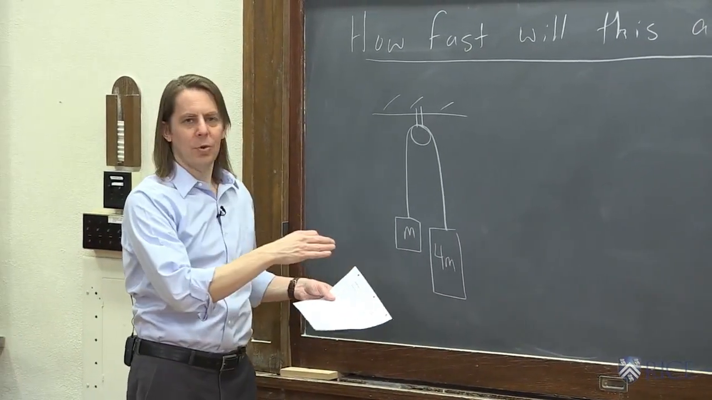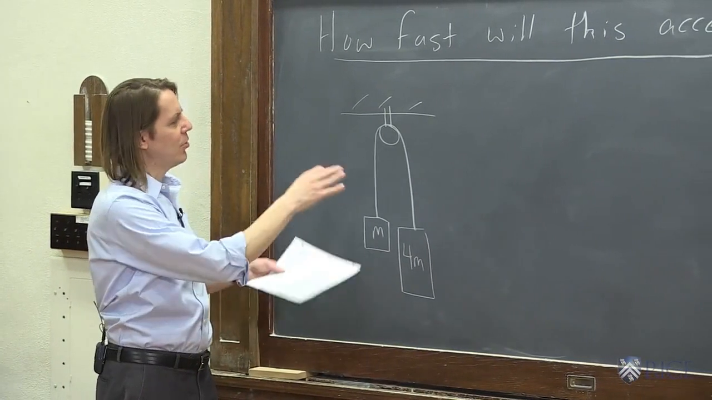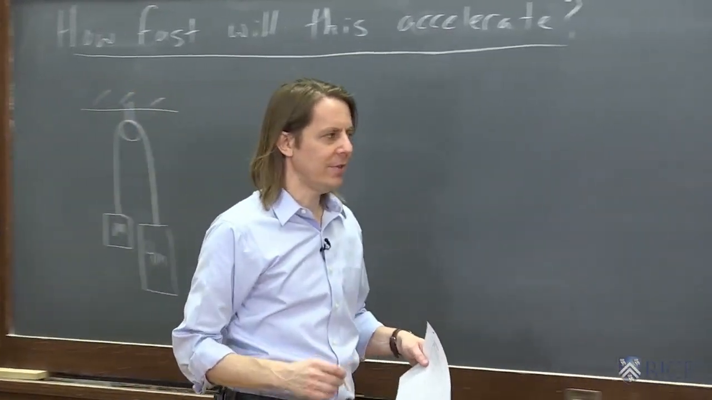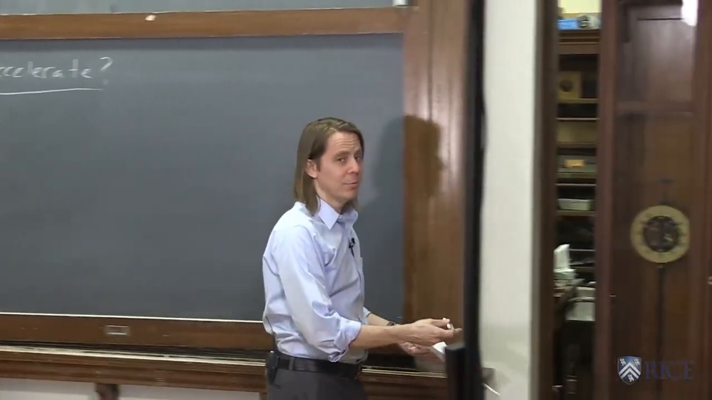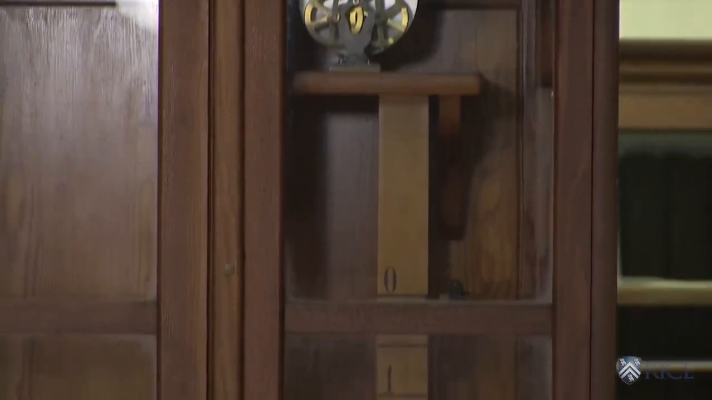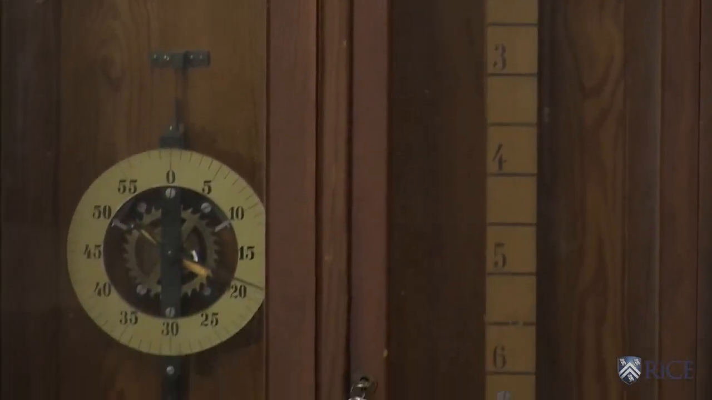Setups like this are called an Atwood machine. This was used in early studies of kinematics and measurements of the acceleration due to gravity, and we have a very cool Atwood machine. So here is our department's Atwood machine, very old, probably about as old as the building, but I can't really use it as a demo, unfortunately, for two reasons.